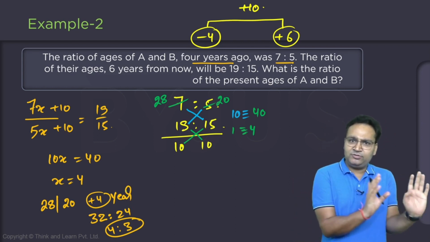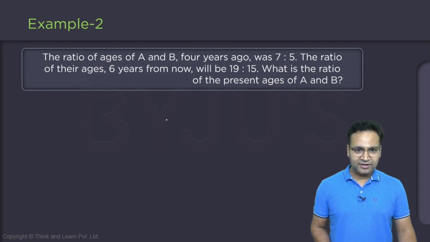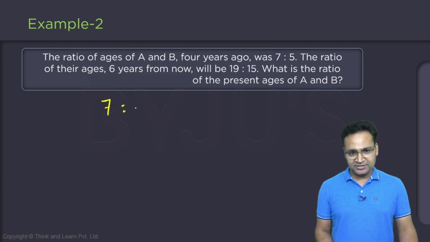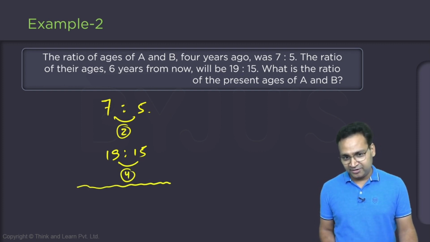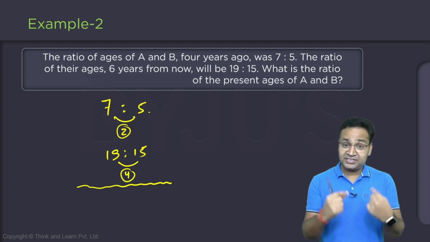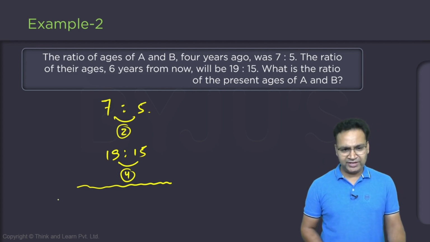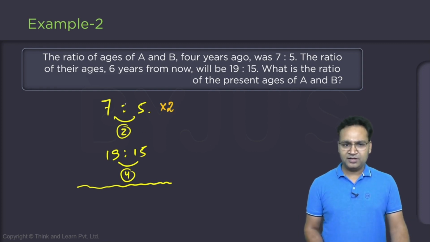So these are the methods we already know. Can I use the age difference method here? Let me see. In the ratio 7:5, the difference is 2. But in the ratio 19:15, the difference is 4. If they represent the ages of two people at two different times, the age difference must be the same. How can I make this the same so that the ratios are comparable? 2, 4. Just multiply this by 2. So this number is now 14 and this number is now 10.